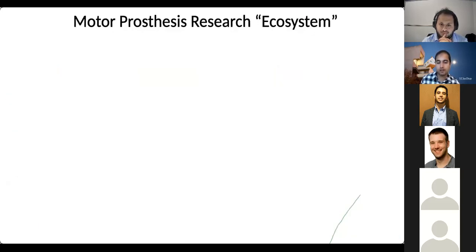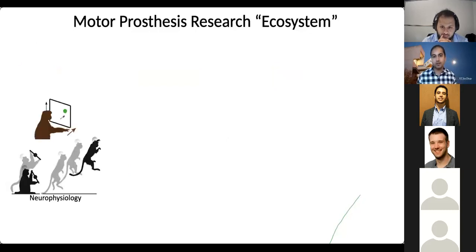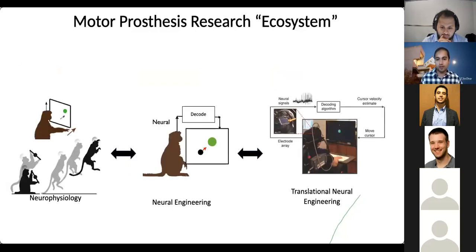Getting us to this range of studies, what I want to highlight here is that there's a motor prosthesis ecosystem that this field really benefits from, right? Where we have translation from basic neuroscience, neurophysiology, through to neural engineering, much of which happens in animal model, and then finally translational neural engineering that happens in the clinic. And this ecosystem allows for rapid innovation in the field. I'll just clear that annotation if I can.